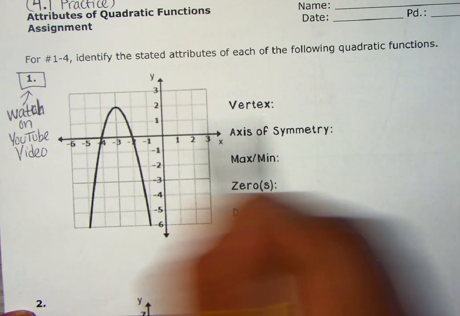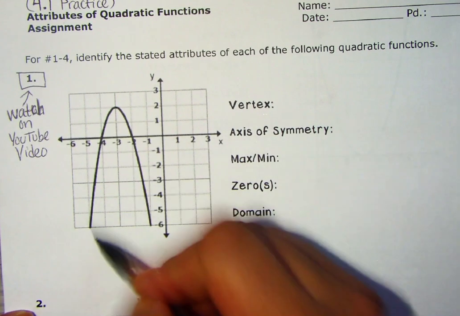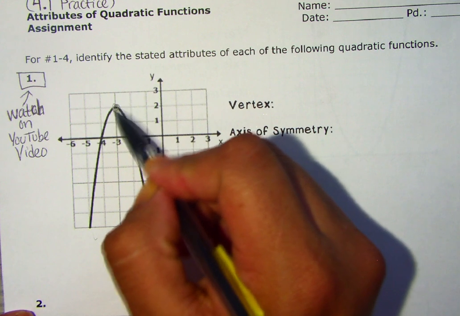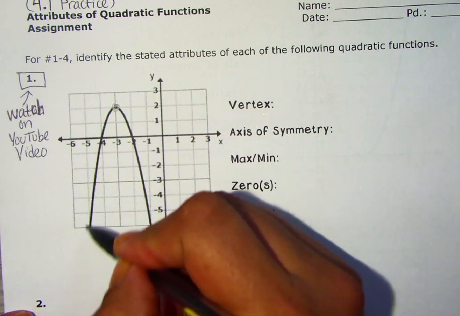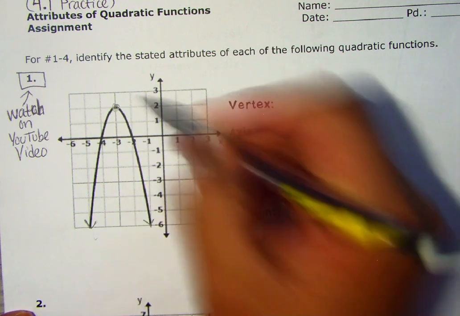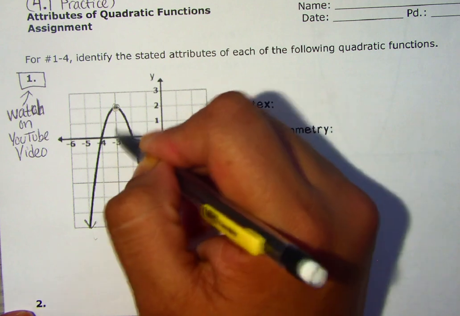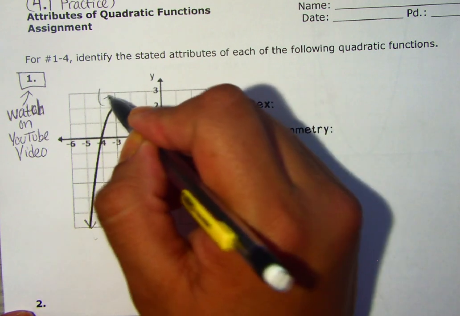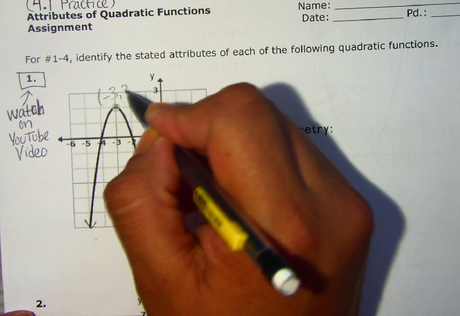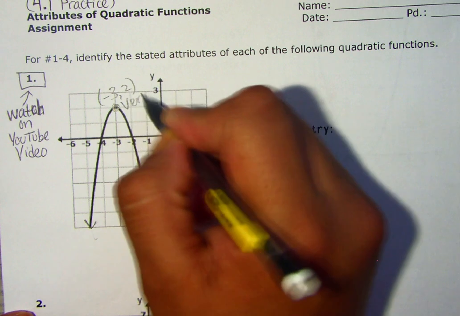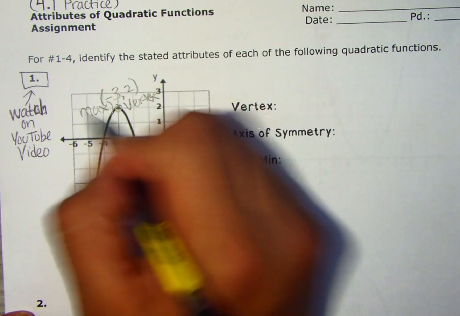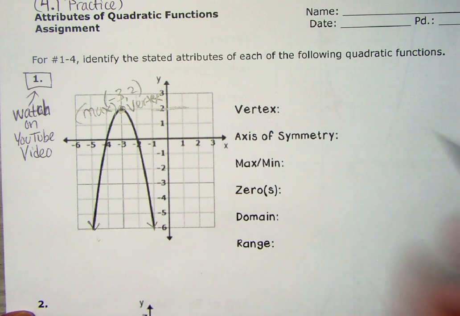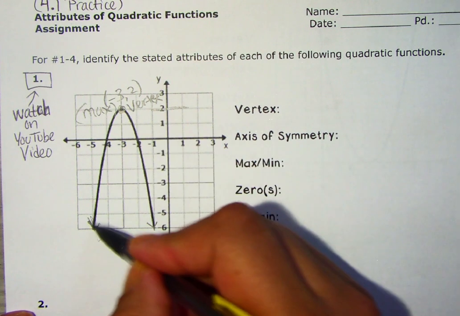Okay, so the vertex on this first problem, it's that turning point up here of this parabola. So the parabola, it's going to be (-3, 2) as a maximum value on the vertex. And then it's a maximum. So that's the highest that it goes. And then it's going to go down forever.